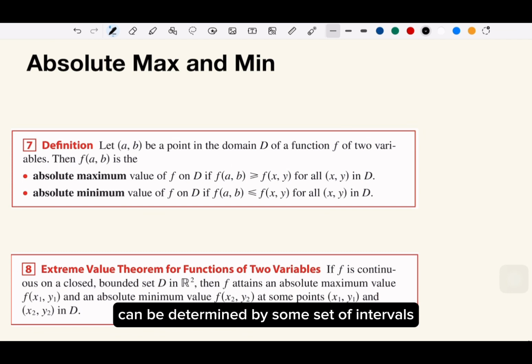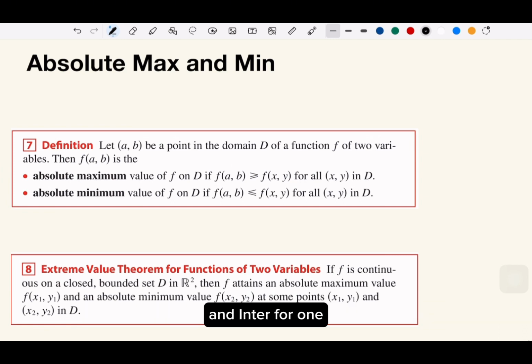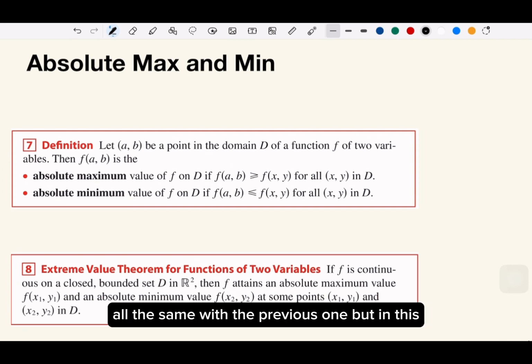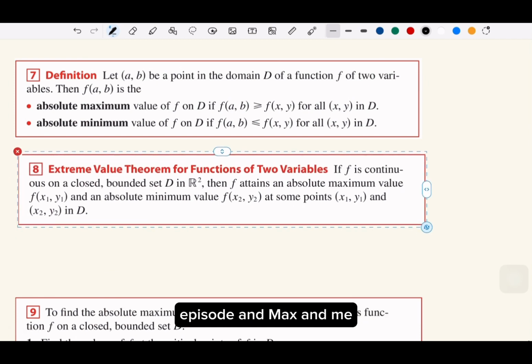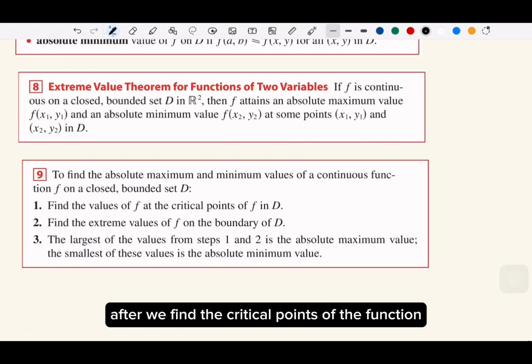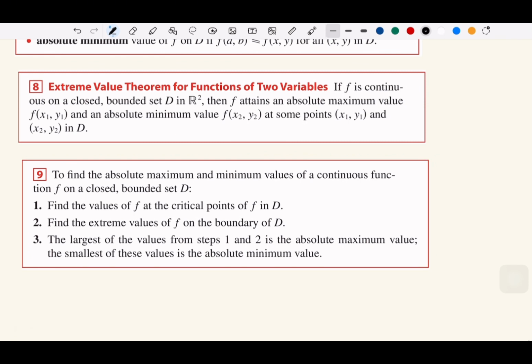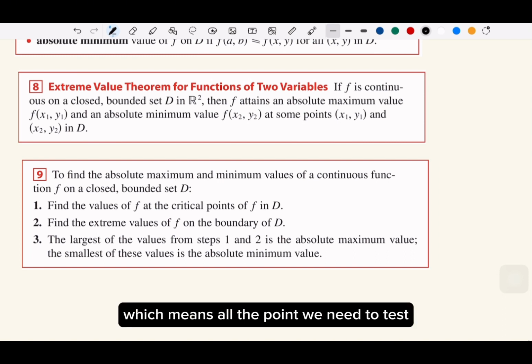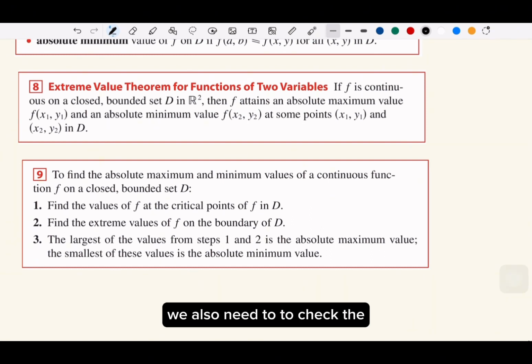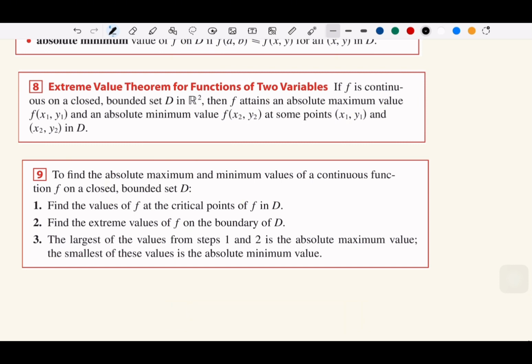This domain can be determined by some set of intervals. For example, we set the intervals on this D in two dimensions, so maybe we have an interval of x and an interval of y. All the principles are the same as the previous one, but in this absolute max and min, after we find the critical points of the function, we need to find the extreme values, which means all the points we need to test, and then see which one is the highest one. We also need to check the boundary points. For example, you have an interval. You need to check the interval, because maybe there is an absolute maximum on that interval.